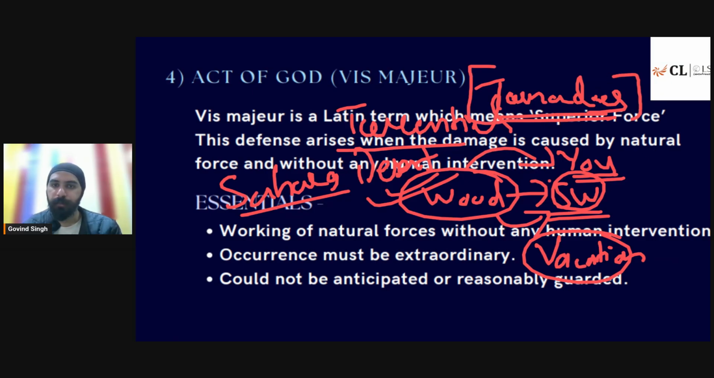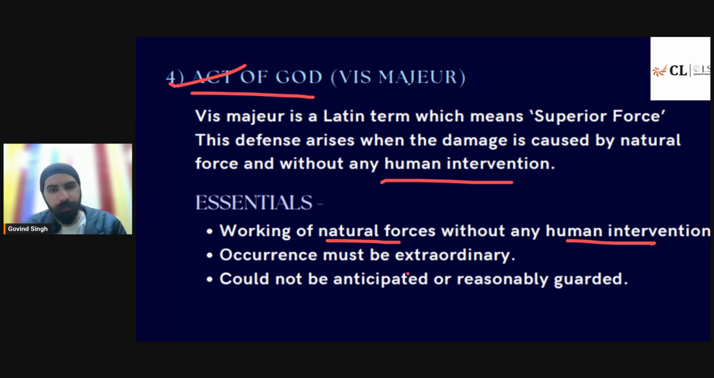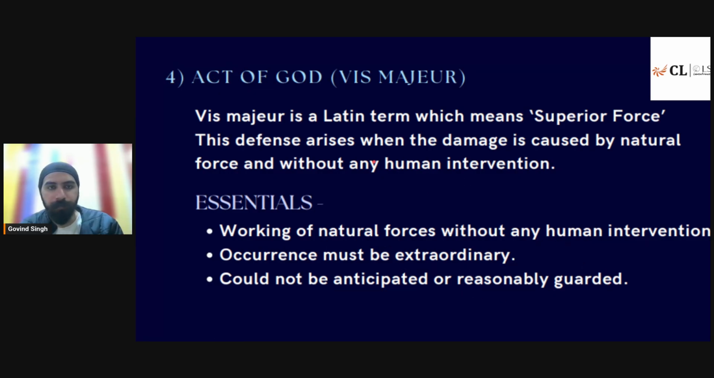As a result, the wood in your warehouse, which was not, let's say, guarded from the roof, gets destroyed. Now, would you get the defense of act of God? Yes, you would. Because you could not have foreseen, you could not have, by any intervention, predicted that such a thing would happen, that a tornado would come in the middle of a desert. So this is act of God. Natural force without human intervention, extraordinary occurrence. Cannot happen in ordinary day-to-day occurrence, right? And cannot be anticipated, cannot be reasonably guarded. Simple. So you get the defense of act of God.